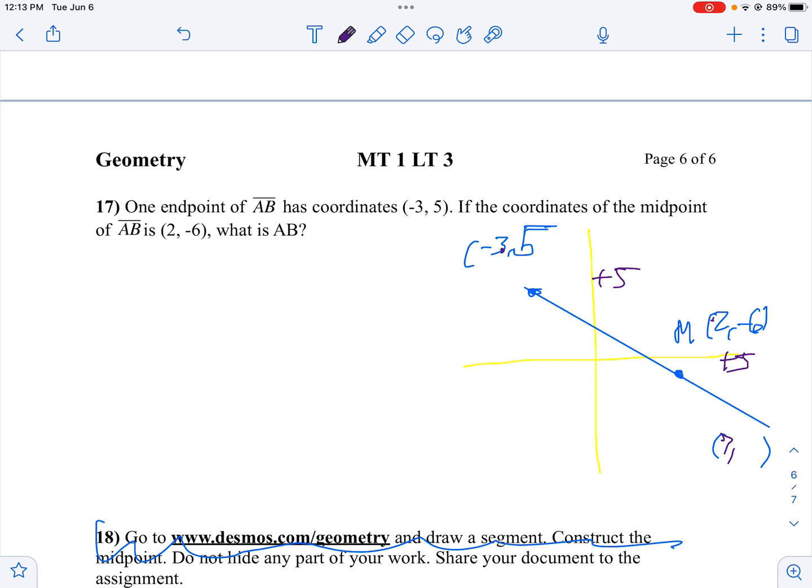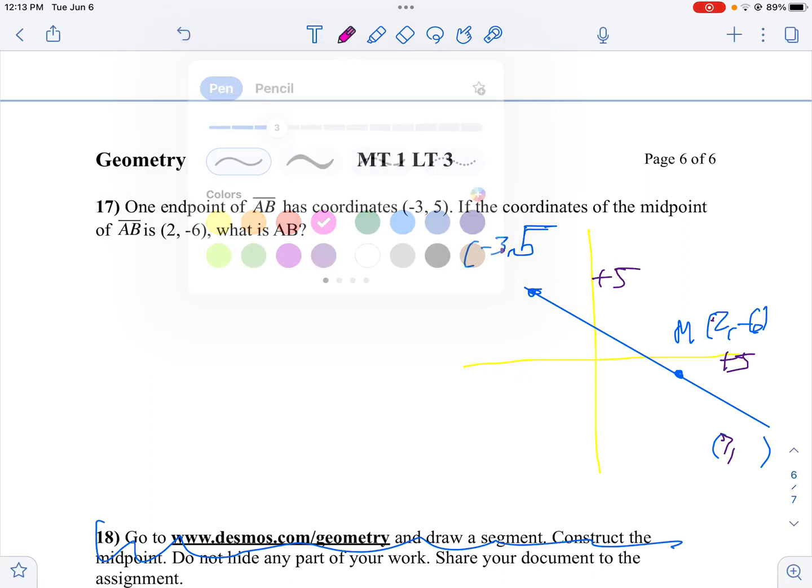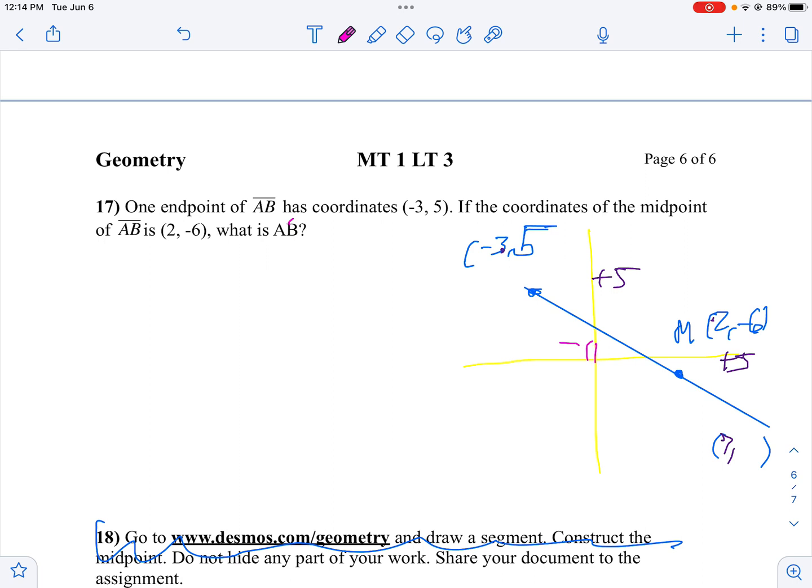And then I'll do my y coordinates. I'm going from 5 down to negative 6. Now notice I did not draw that even close to scale. 5 to negative 6, I'm going down 11. So if I keep on going down 11, I'm down here at negative 17, because negative 6 minus 11 will give me negative 17.